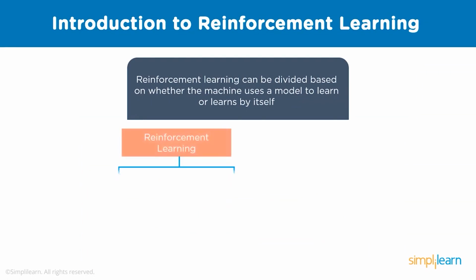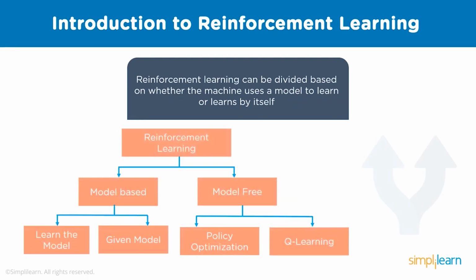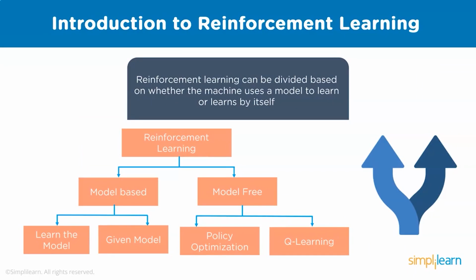Reinforcement learning can be divided based on whether the machine uses a model to learn or learns by itself. So reinforcement learning is model-based, learn the model, given model. You can think of neural networks, I think, are the most common right now used for reinforcement learning. There certainly are a lot of other options out there. But you have this black box, and you send the error back up, and it trains it based on how much of an error.